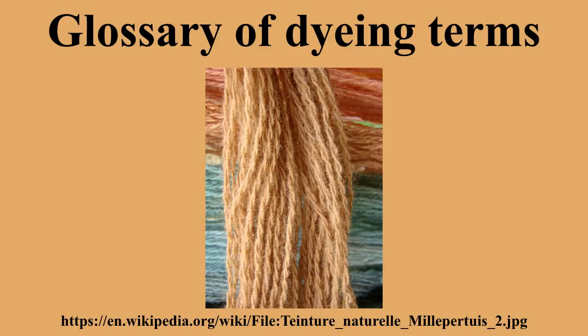K. Kendal green is a coarse grey-green woolen cloth created by mordanting wool in alum, dyeing it yellow with dyer's broom, and then over-dyeing the cloth blue with woad. It is named for Kendal, Cumbria, where the cloth was made from the Middle Ages.